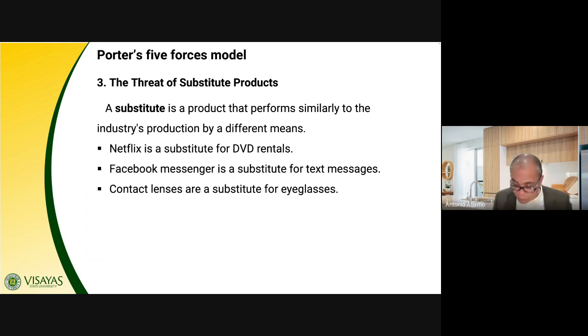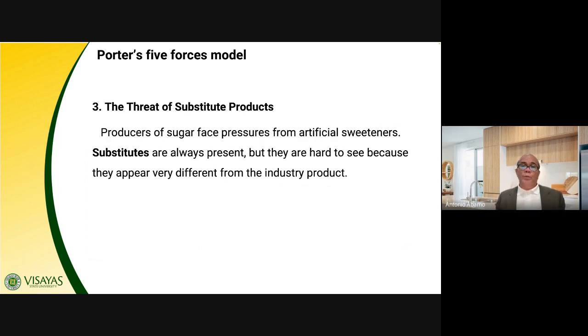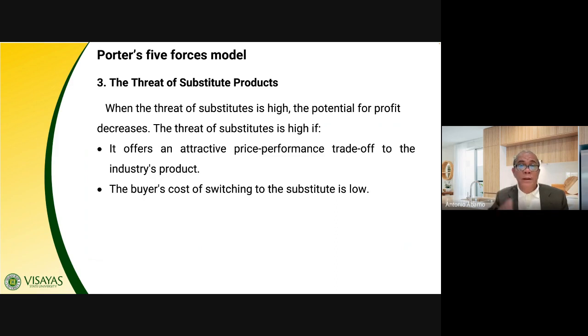There is already a substitute, no? And then the threat of substitute products, meaning to say, that will impact how the product appears to different customers in the industry. The higher the number of substitutes for your product, the higher also is the threat of product substitution. The buyer's cost of switching is also one factor.